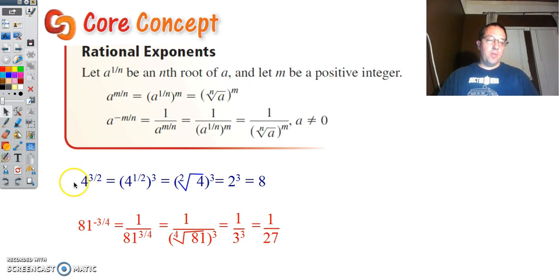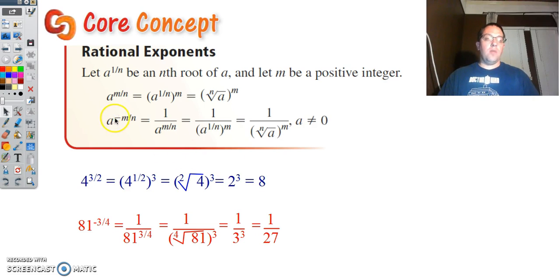So for example, we have 4 raised to the 3/2 power. So this is 4 raised to the 1/2 power and then raised to the 3rd power, so cubed. Well, the 1/2 power, that is an nth root. So that is actually the square root of 4 cubed. So the square root of 4 is 2, so this is 2 cubed, which is 8.